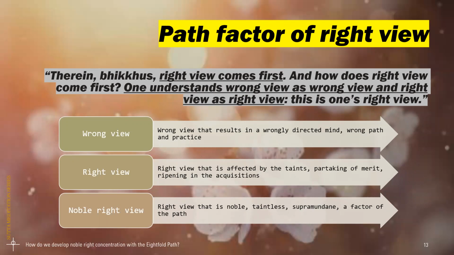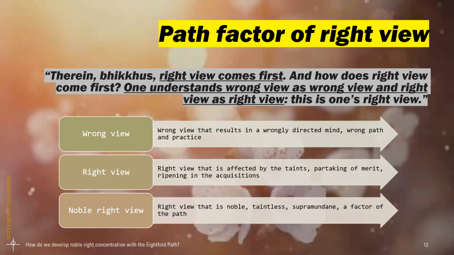So the ability to make the distinction between what is wrong and what is right in terms of our view is fundamental to knowing and penetrating the truth. And then the Buddha talks about wrong view and clarifies what that is.